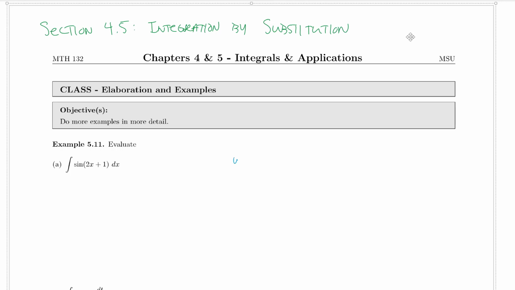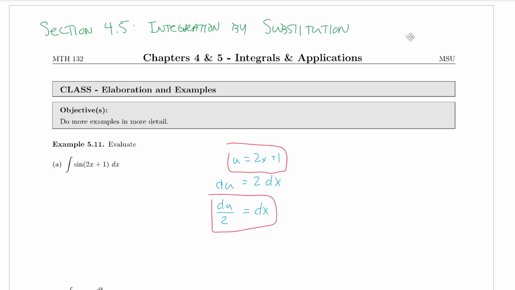So in part A, we're going to choose the inside of the function here, 2x plus 1, to be u. And then we're going to take the derivative of that to calculate that we get 2 dx is equal to du. Or in other words, du over 2 is equal to dx. Now I always like to solve for my u and my dx, so my substitution is really easy here.